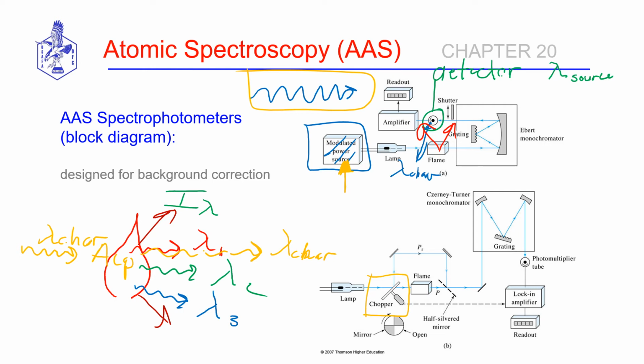So there's your source lamp, and half the light is going to go through the flame with your analyte species of interest, the other half doesn't. It diverts, bounces off these mirrors, and recombines. So that's going to provide the background correction. Then we go through our monochromator, in which we select our characteristic wavelength for detection, amplify it, and read out. So once again, the design of most atomic absorption instruments includes either a modulated power source or a chopper to help get rid of background radiation.